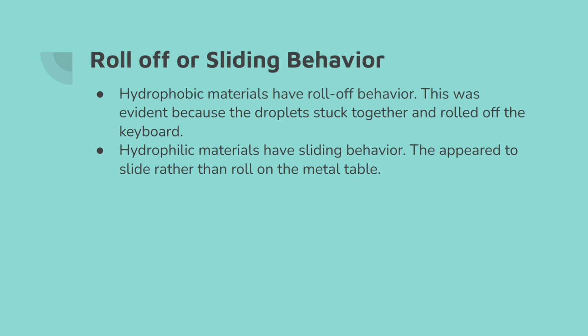Hydrophobic materials typically have a roll-off behavior, and this was seen when the water droplets stuck together and then rolled off of the keyboard. And then hydrophilic materials like the metal table have more of a sliding behavior, and that was visible when the water droplets slid down the surface rather than rolled down.